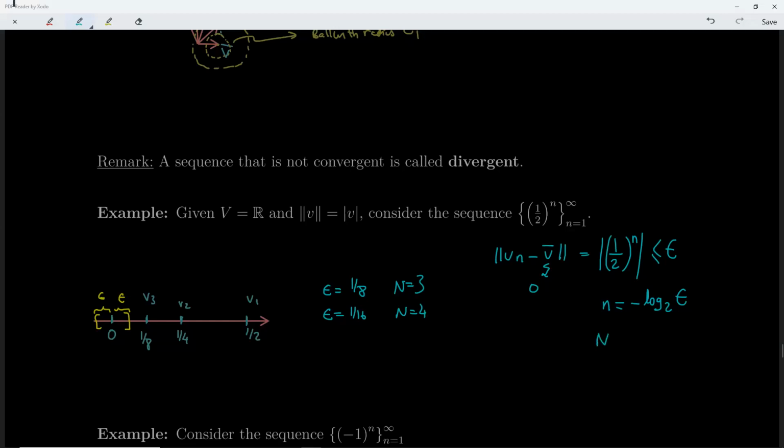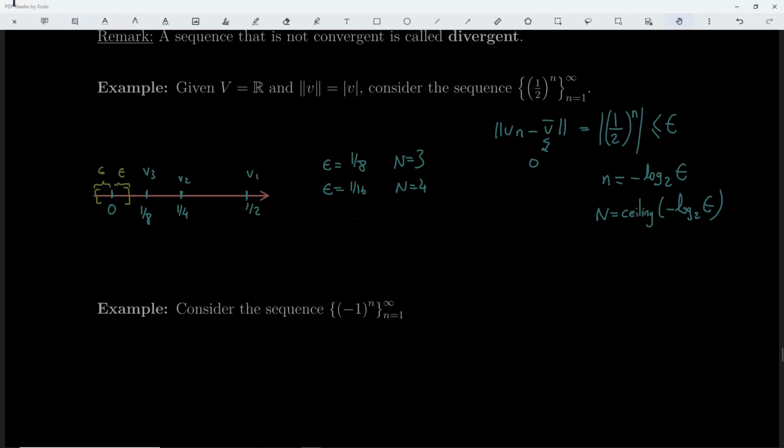So if I pick n to be equal to the ceiling of minus log 2 epsilon, I can assure that for all the elements in the sequence which are greater than n, they will be within the epsilon neighborhood of the limiting value over here. And so this was a convergent sequence example. These sequences obviously go to 0 as n goes to infinity.